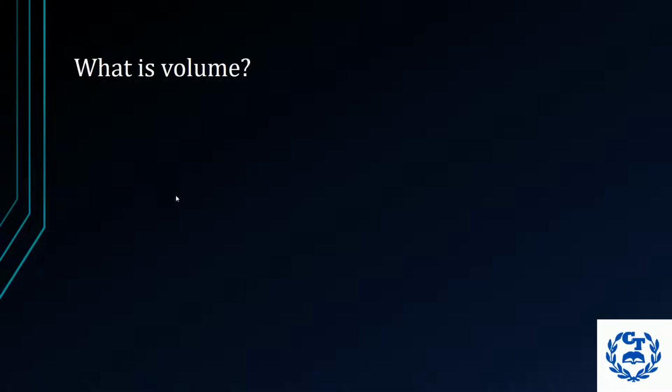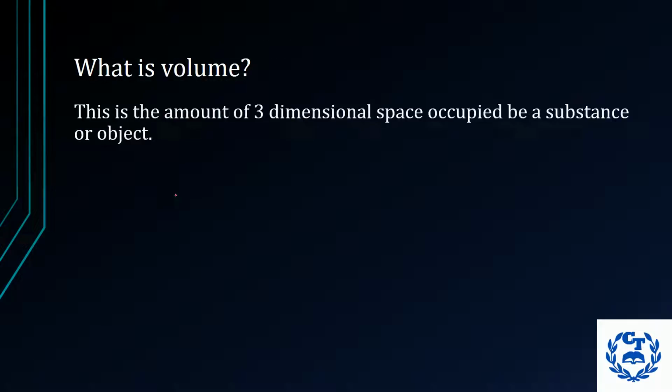Now, how do you determine the volume? The volume is the amount of three-dimensional space occupied by a substance or object. Hence, you will have the volume, capital V, being measured in cubic meters. In other words, 3 lengths.